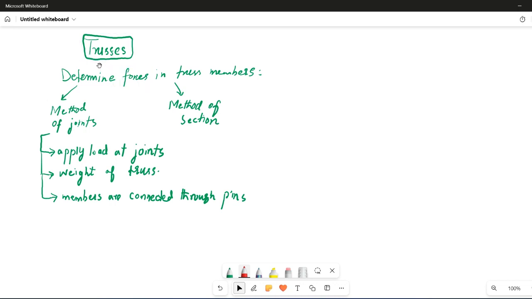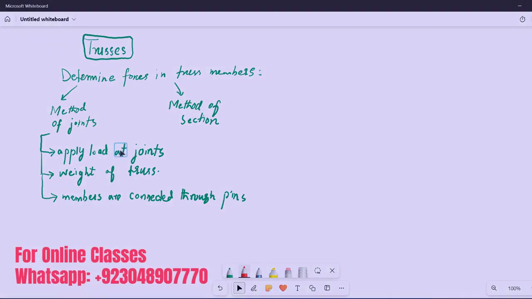So for trusses, we have two methods: the method of joints and the method of sections. Both methods are going to be used to calculate the forces in truss members. First we are going to talk about the method of joints. In the method of joints, we will apply the load at the joints first.